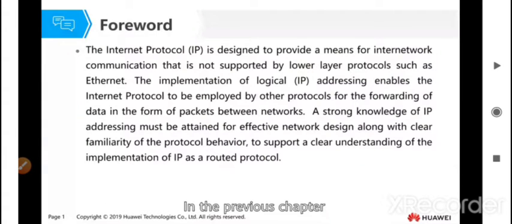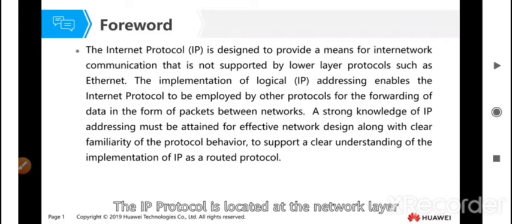In the previous chapter, we discussed network media. As we know, network media is located at the physical layer of the OSI reference model. And then we discussed Ethernet. As we know, Ethernet is located at the data link layer of the OSI reference model. And now we come to the IP protocol. The IP protocol is located at the network layer, the third layer of the OSI reference model.